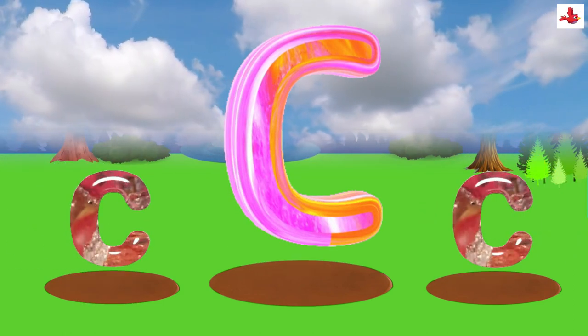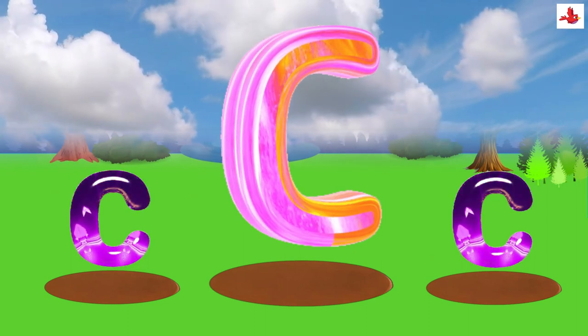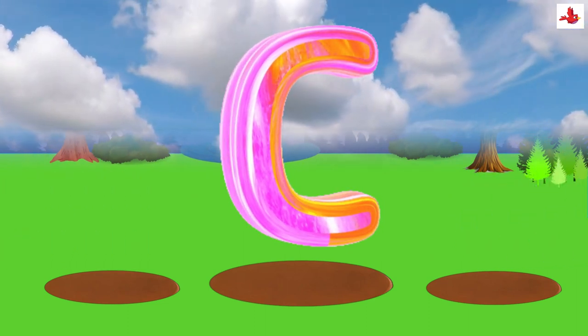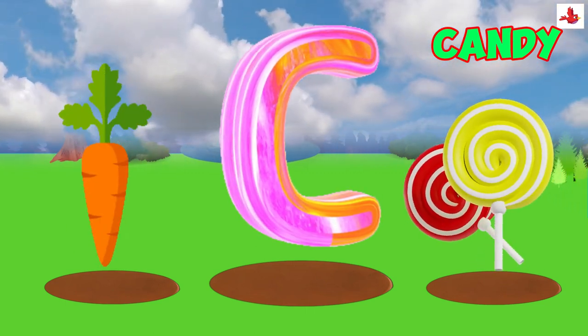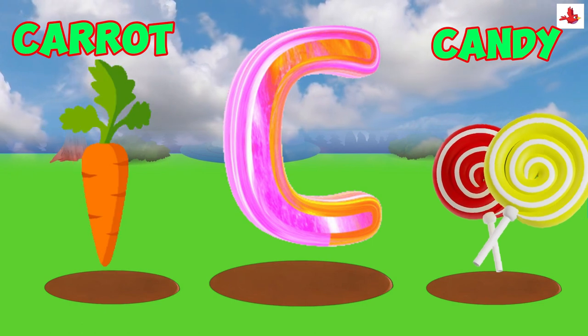C. This is the letter C. C is for candy. C, C, candy. C is for carrot. C, C, carrot.